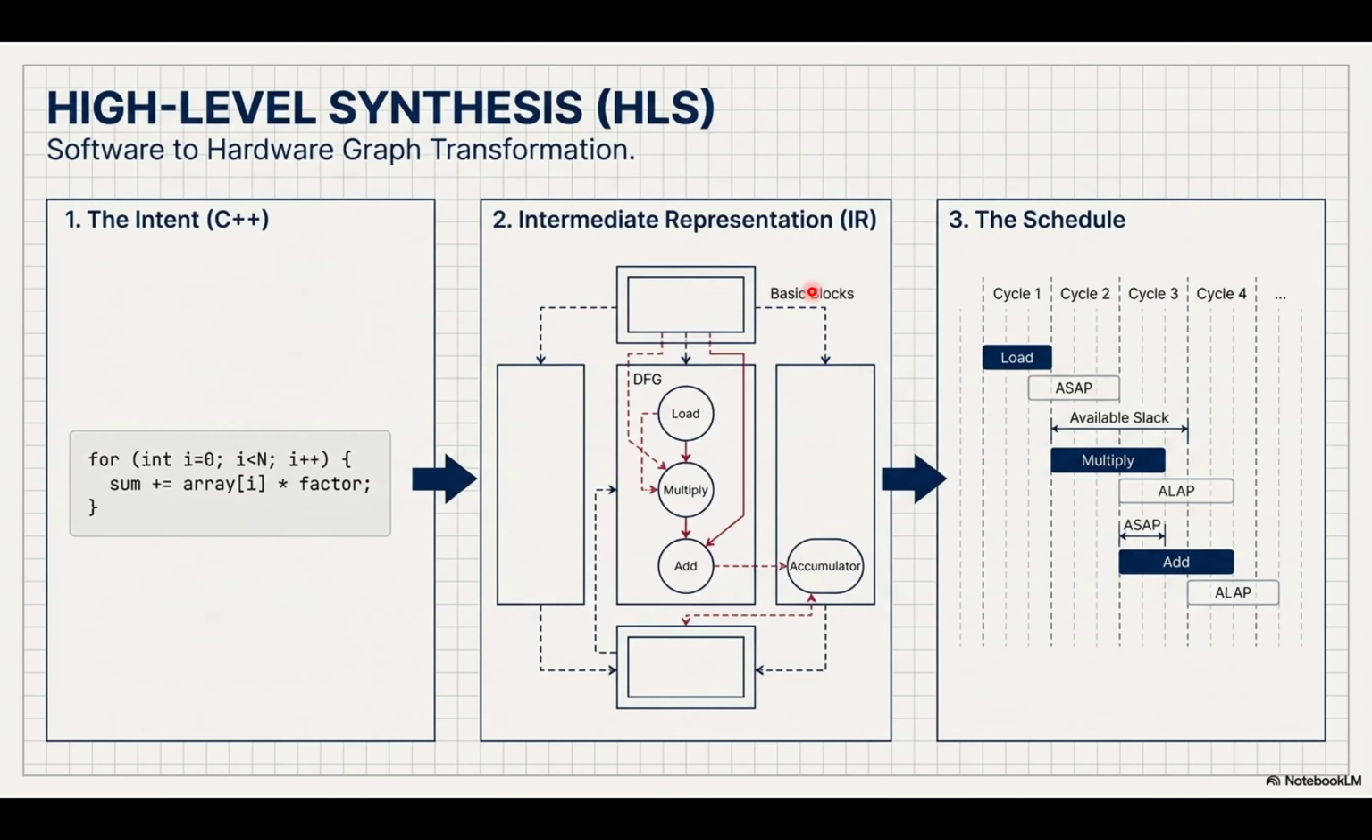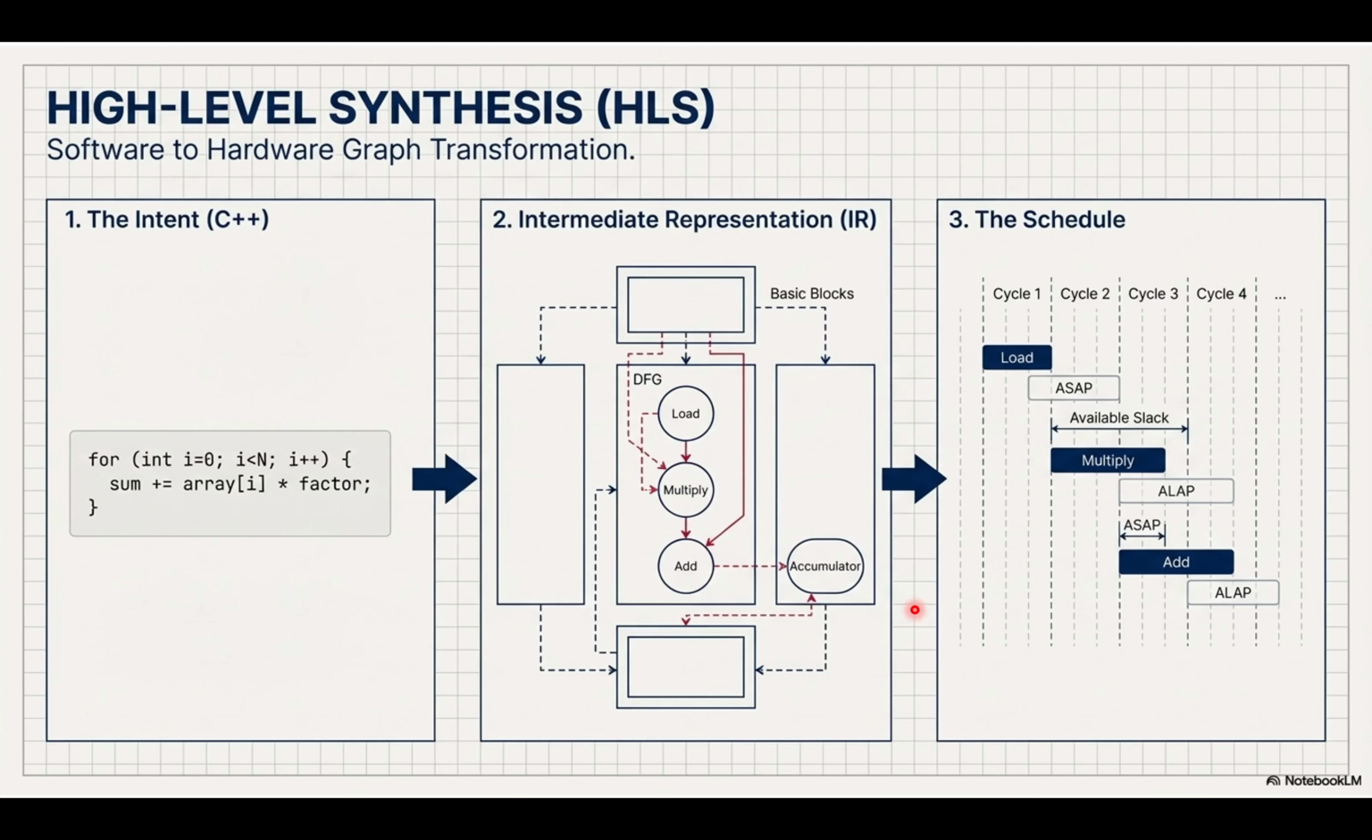Exactly. You can use ASAP scheduling, as soon as possible, to minimize latency, or ALAP scheduling, as late as possible. Which introduces this great concept of slack. If an operation has slack, it means it can wait a few clock cycles without delaying the final result. Meaning you can share resources. You don't need to build two hardware adders if you can just schedule the additions on different clock cycles using one adder. Saving silicon area without hurting performance.